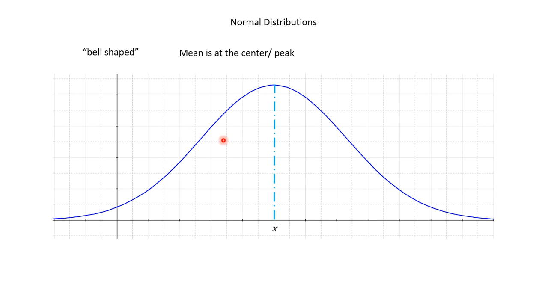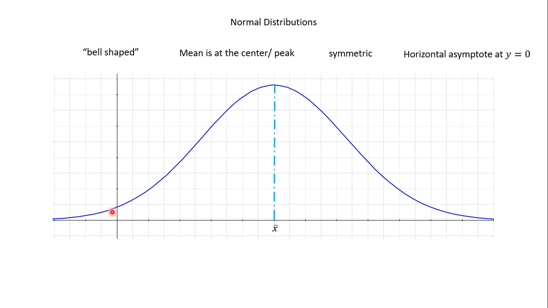Also, as you can probably see, it is symmetric about the mean. It's going to be the same on both sides. That's not just right here. That's normal distributions in general. And then it has a horizontal asymptote at y equals 0. It gets closer and closer and closer, but it'll never actually go across the axis.